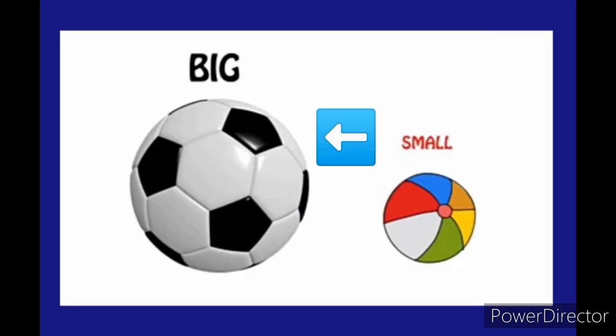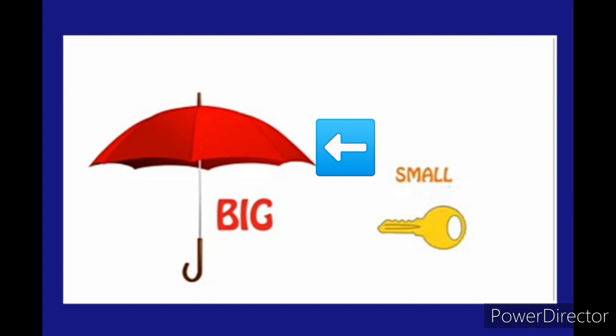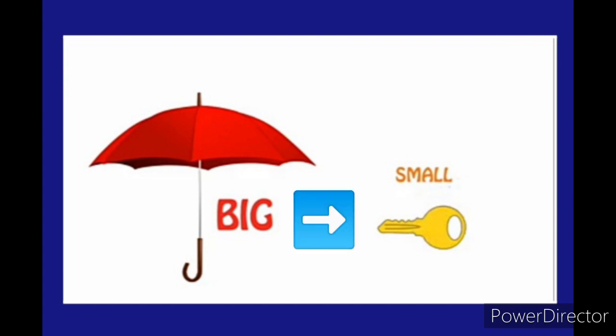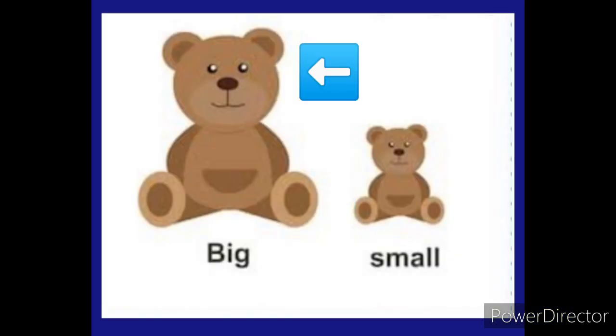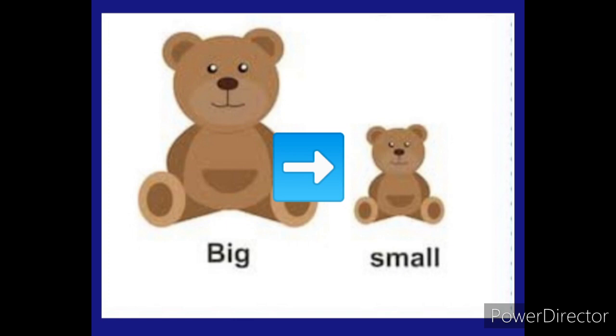Football is big and a colorful ball is small. An umbrella is big and a key is small. This is big teddy bear and this is small teddy bear.